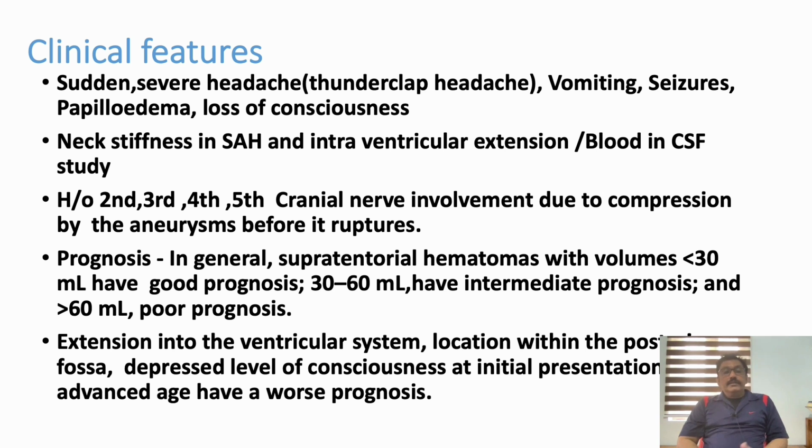Now, if we see the prognosis of the patients, in general, supratentorial hematoma, that means anterior circulation, they have a good prognosis. If less than 30 ml, very good prognosis, 30 to 60 ml intermediate prognosis, and more than 60 has very poor prognosis. Whereas infratentorial hematomas, even if it is a small hematoma, has a bad prognosis. So we have to be very careful in that type of bleed. We have to monitor intensively for this patient.